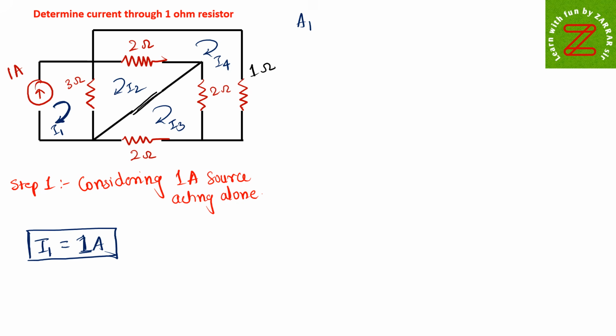Now let's try to apply KVL in loop 2. If you apply KVL in loop 2, what you will end up with, you can directly write with the shortcut: 3 plus 2 is 5, 5I2 minus, this 2 ohm is in the fourth loop also, minus 2I4 equal to 0. So this is a very simple equation, right?